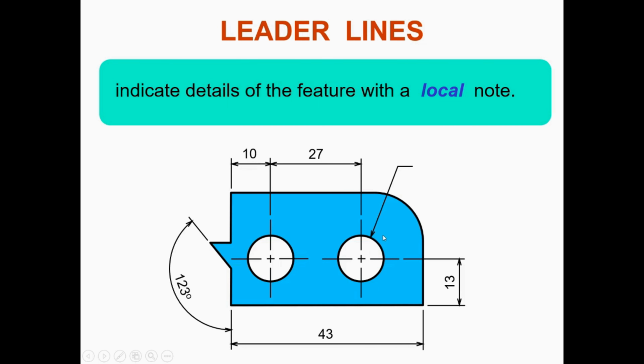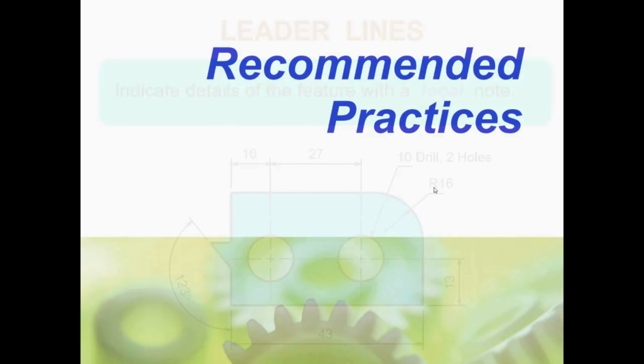So always your leader line arrow should point to the center of the object, whether it's a circle or a fillet. You can also have it in this orientation where the arrow is actually coming from the center of the circle. And then you have the extension, then the landing line before your local note comes and sits on top. So this is the local note for this particular circle, 10 drill, comma, 2 holes. Then we have the dimension figure for this one, which is R16, or basically radius 16.